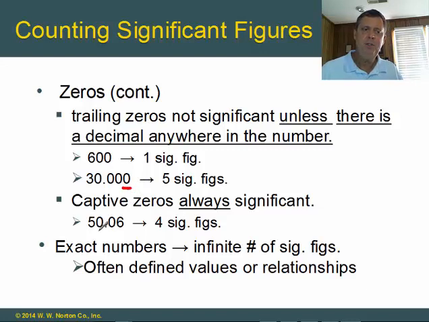As I said, captive zeros, zeros between two non-zeros, are always significant, so we have 4 sig figs here. And then there are what are called exact numbers. Exact numbers are things that are defined and have as many sig figs as you need, which I think trips people up sometimes.